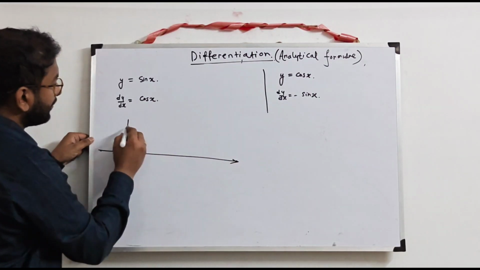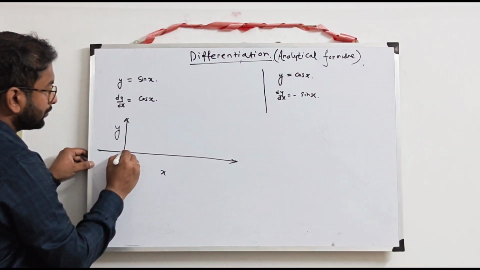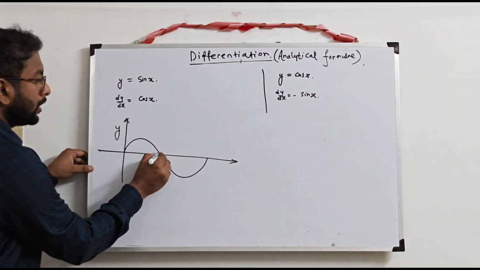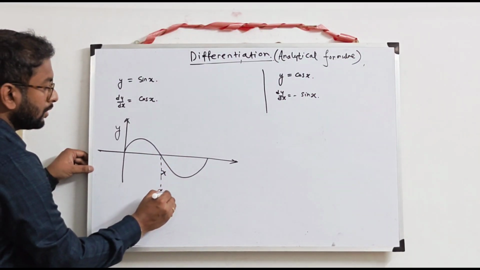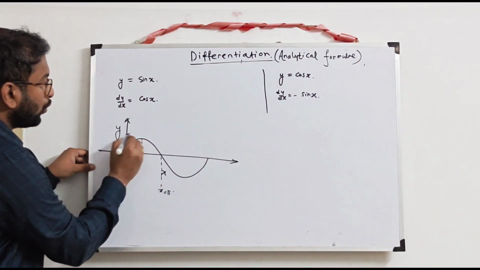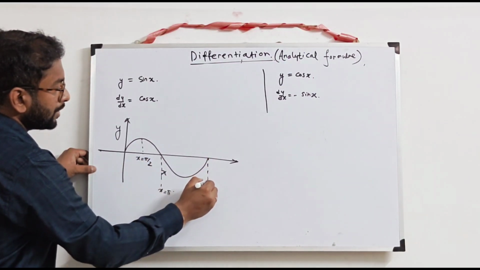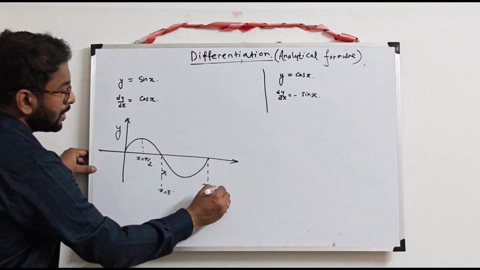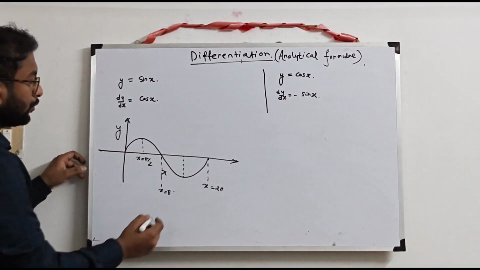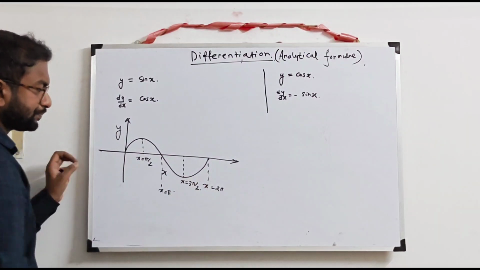I am not drawing the negative side of the x-axis, I am just drawing the positive side. The graph of sin x will look like this. Just one cycle I am drawing. The value of y becomes 0 when x equal to pi. The value of y is 1 when x equal to pi by 2. The value is again becoming 0 at x equal to 2 pi. Y becomes minus 1 on the negative side of the y-axis when x is 3 pi by 2.